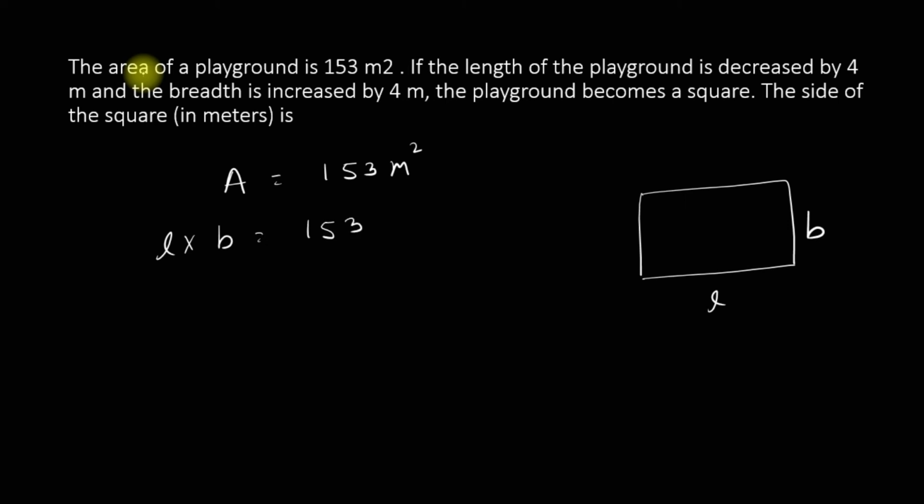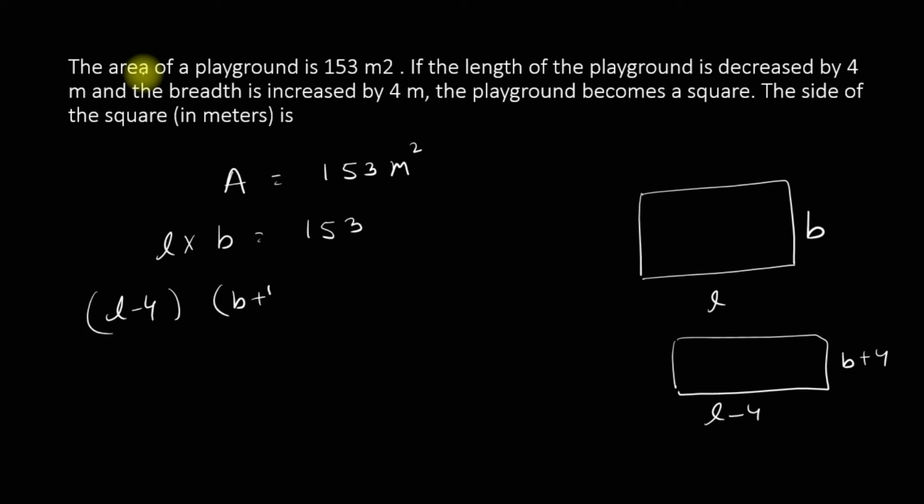Now the question says that the length of the playground is decreased by 4 meters. So final length, if we draw the figure, it is decreased to L minus 4 and breadth is increased by 4 meters. So B becomes B plus 4. So we can write here L minus 4 and B plus 4, that is corresponding length and breadth is increased by 4 meters. The playground becomes a square. It becomes a square, so this length must be equal. Now the side of the square in meters, we have to find. So we can write here L minus 4 is equal to B plus 4. So L minus B is equal to 8.